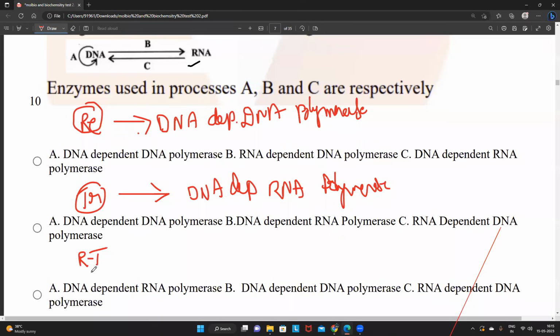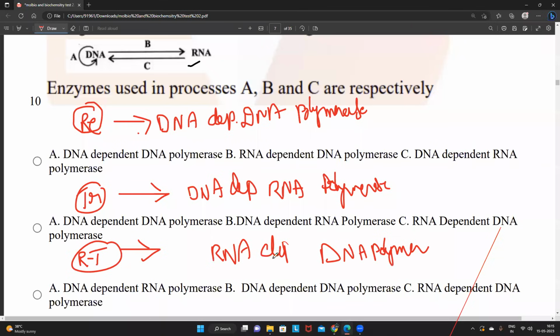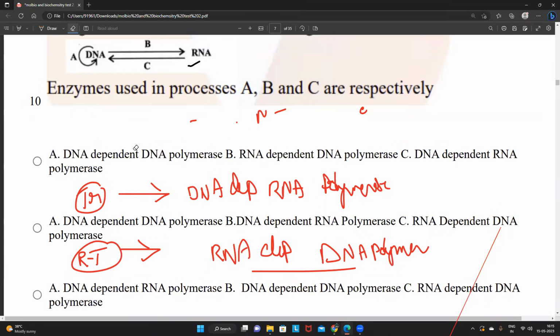When you look into the reverse transcription, tell me what we are synthesizing. We are synthesizing DNA only. So the enzyme is a DNA polymerase only. But what is the enzyme? The enzyme is reverse transcriptase, which is RNA dependent DNA polymerase. Do not get confused with this particular point. Is it? Very straightforward question.